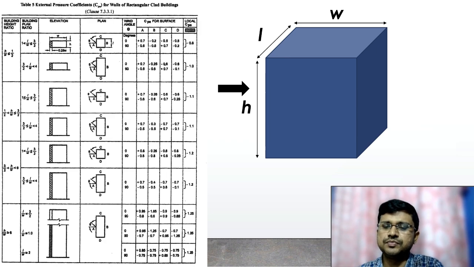And what is L and W? L is the longer dimension of the building model, and W is the shorter dimension. So L is longer, and when wind is directly hitting the longer dimension, at that time we will consider the wind angle as 0 degree. And when wind is directly hitting the shorter dimension, we will consider that wind angle as 90 degree. Now, for different cases of H by W and L by W ratio, the values of external pressure coefficients for different faces are given in this table. And here another important thing is also there, that is local Cp. Let us take an example.